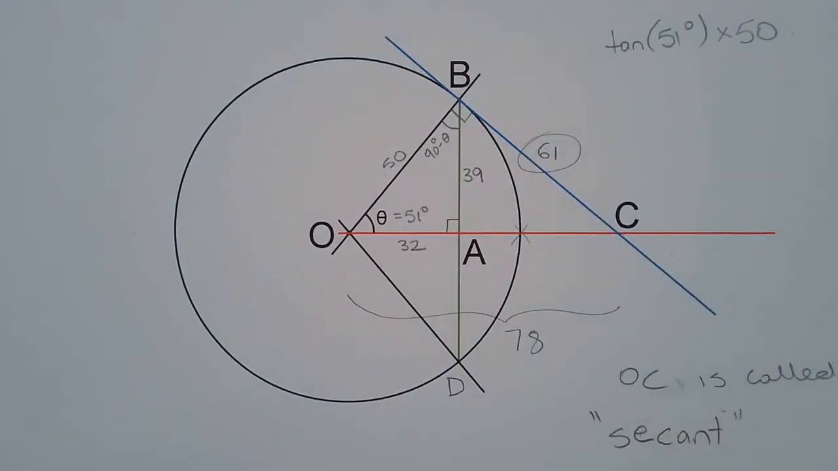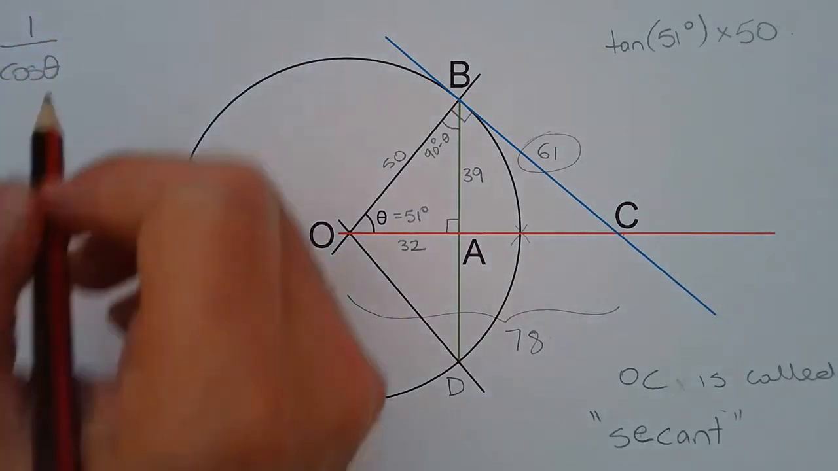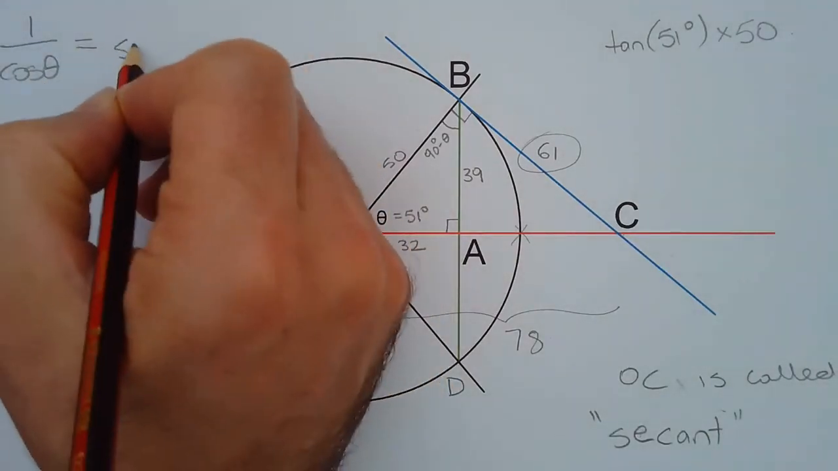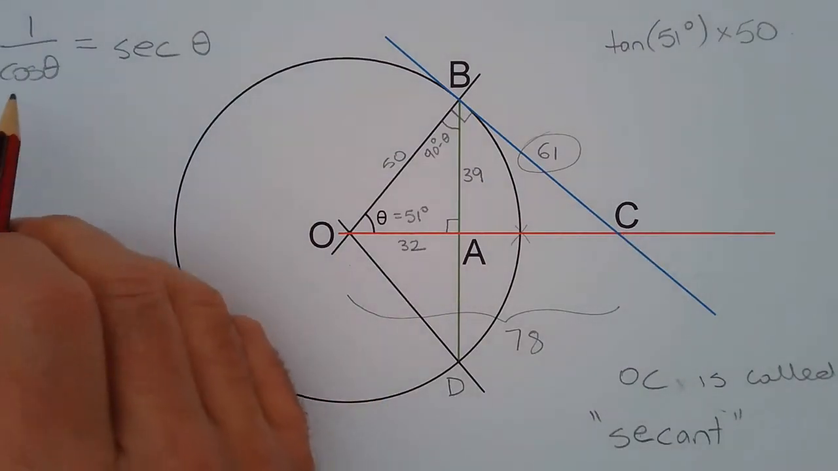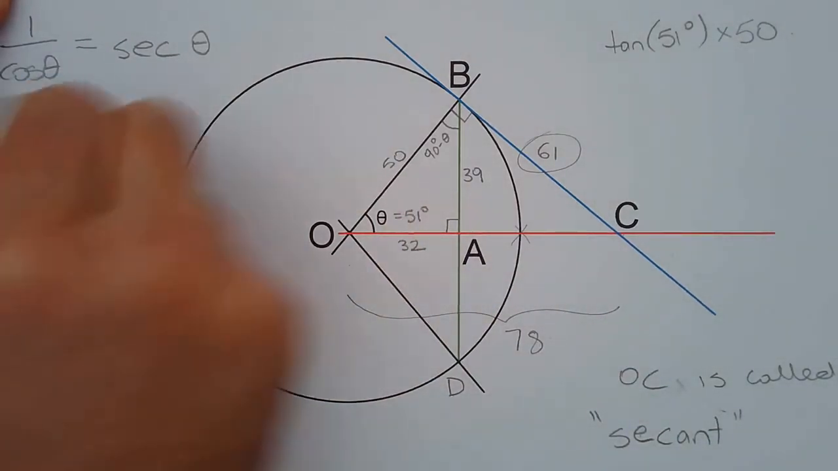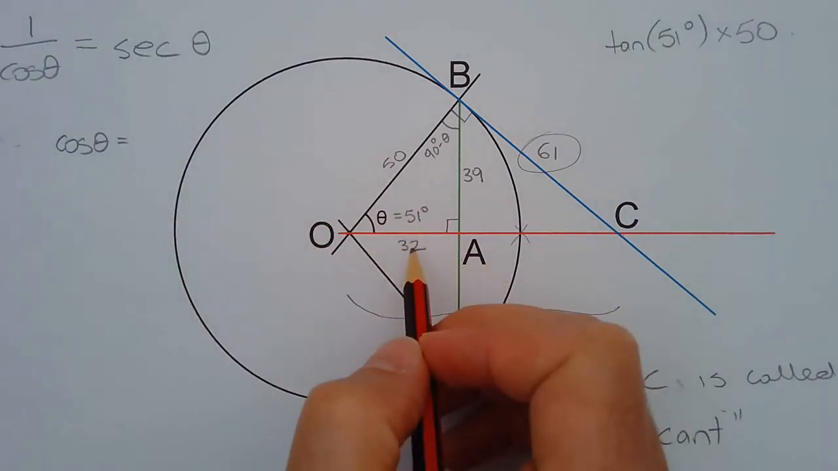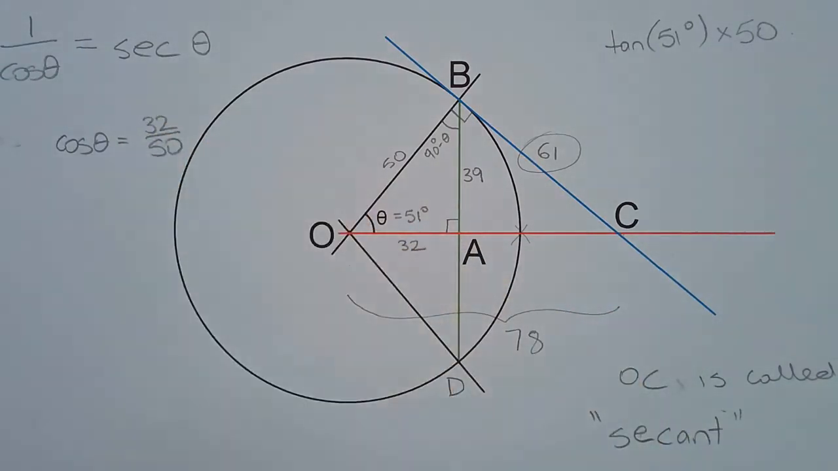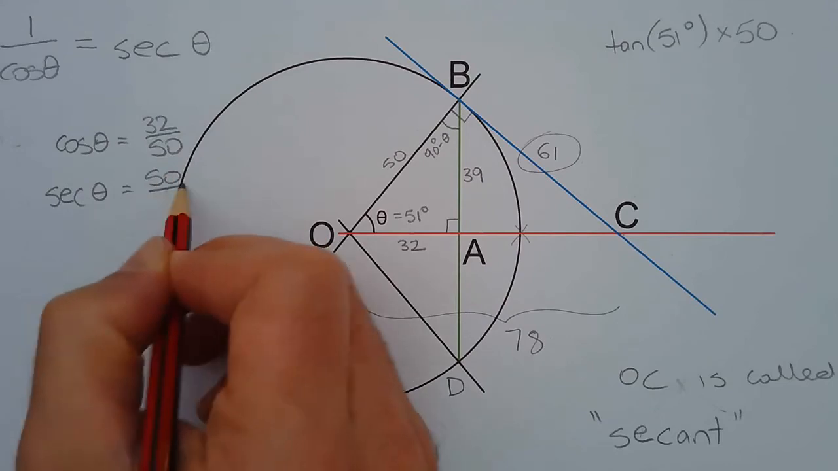So where does this come from? In trigonometry, the secant is the reciprocal of cosine. In other words, 1 on cos theta is equal to what we call the secant, sec theta. Let's see how this works here. If cos theta is 32 on 50, I'll just move it over a little bit so you can see that. Yep. So cos theta is equal to 32 on 50. Sec theta, the secant of theta, which is 1 on cos theta, is 50 on 32.